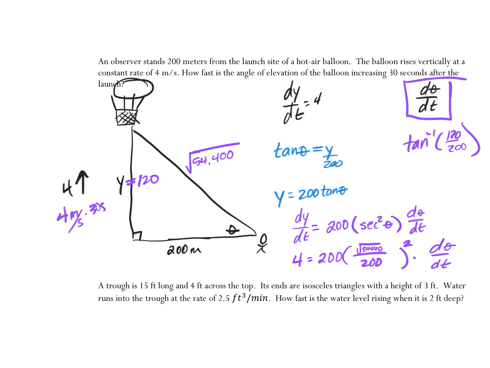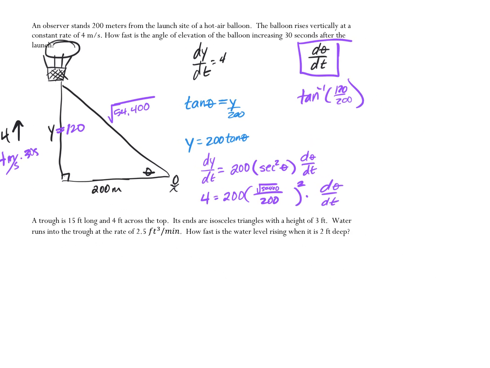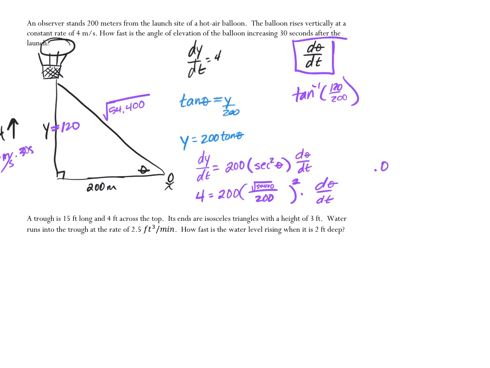Hey, did you guys end up with 0.04 radians per second? Or per minute? Per second? Radians. I said meters per second. No, because it's the angle. Is this what you guys got? Yeah. Radians per second, because it's the angle.